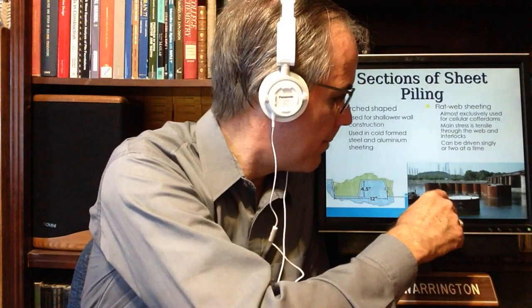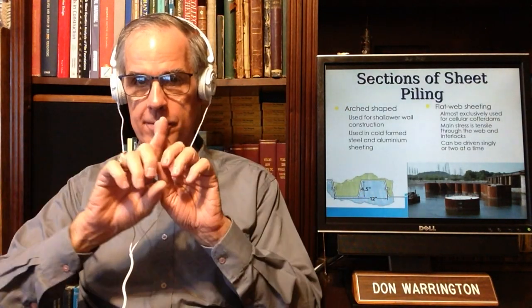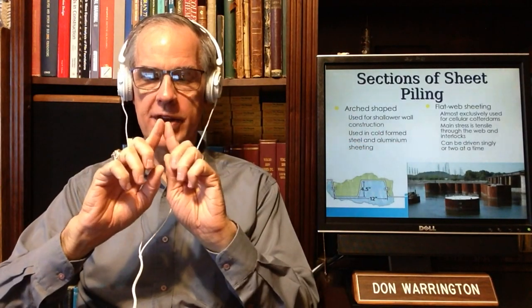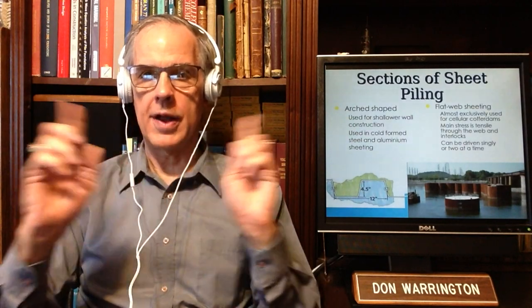And finally, flat web sheeting, which is almost exclusively used for your cofferdams. Flat web sheeting doesn't have much bending moment resistance. Basically, a cellular cofferdam, like the one sitting up at Chickamauga Lock right at the moment, in early stage construction, is what amounts to a steel bag made up of flat sheeting, all interlocked into a nice circle. Or maybe an oval, I don't know.